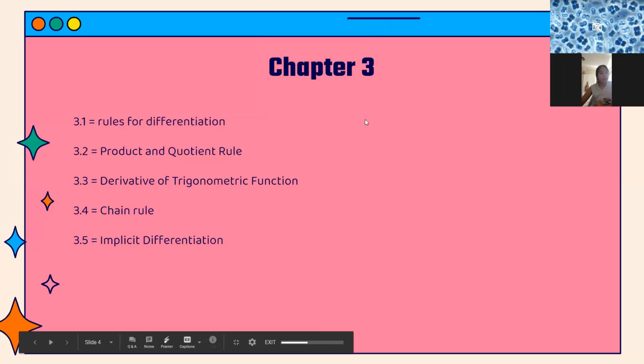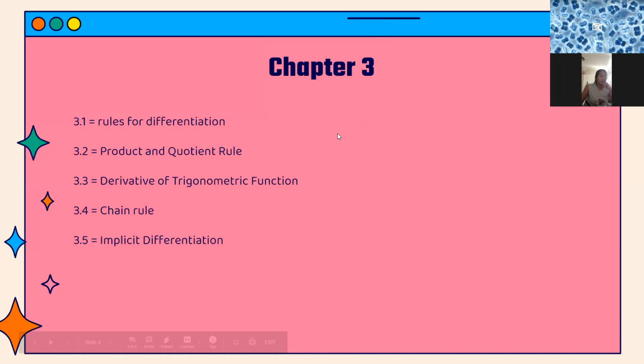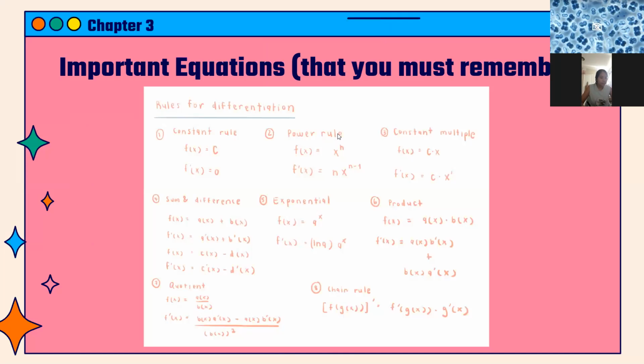Okay, so what we're gonna do for what we learned in chapter 3 include rules for differentiation, product and quotient rule, derivative of trigonometric function, chain rule, and implicit differentiation. So this is what you have to remember. We have constant rule, power rule, constant multiple, sum and difference, exponential, product, quotient, chain rule. It's very necessary that you remember these rules and know how to use them.